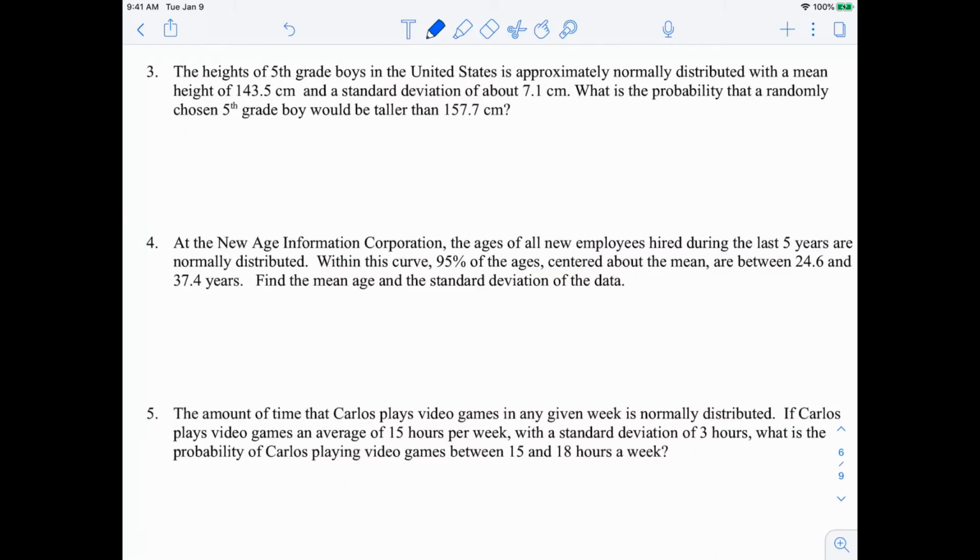Looking at number 3, it says that the heights of 5th grade boys in the U.S. is approximately normally distributed with a mean of 143.5 and a standard deviation of about 7.1. What is the probability that a randomly chosen 5th grade boy would be taller than 157.7 centimeters? Again, the first thing I'm going to do here is draw it out.